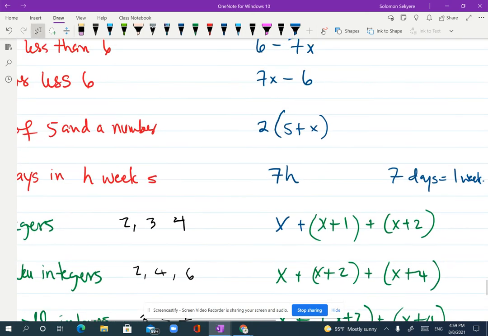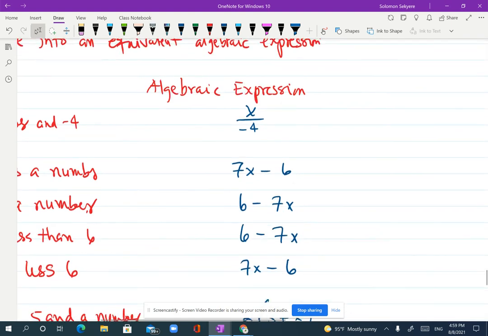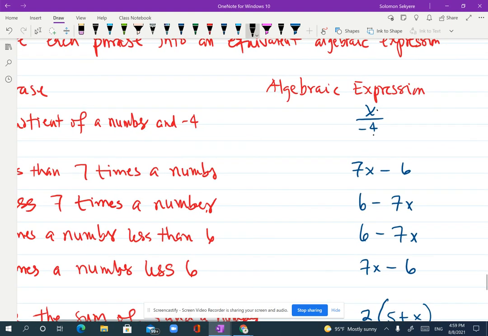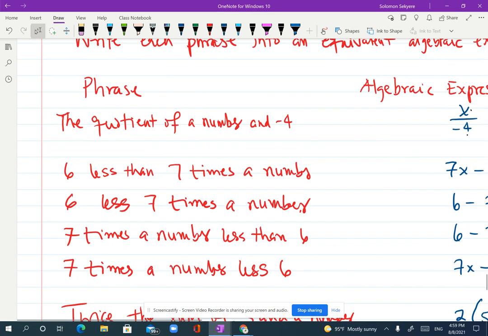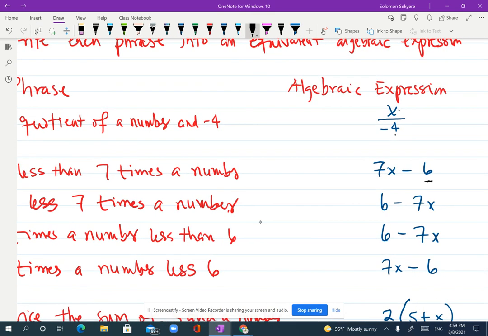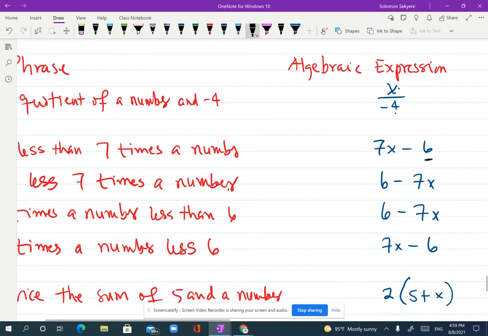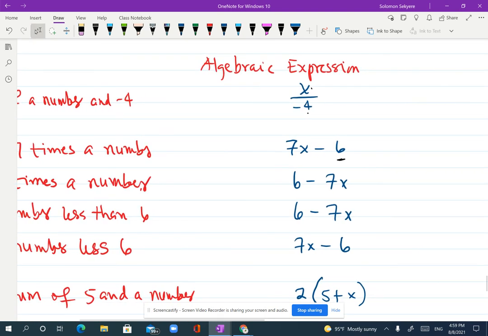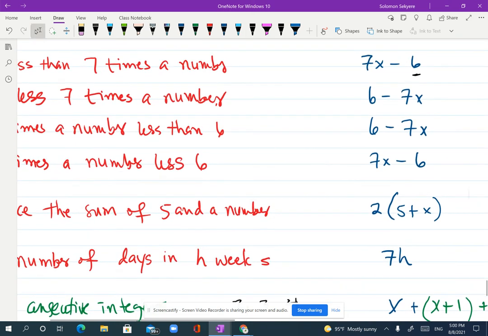Here we go. So the first one is the quotient of x and negative 4. X goes on the top. Okay, 7 times 6 less than. 6 comes second. So 7x minus 6. But 6 less 7 times the number is 6 minus 7x. So 6 less 2 means 6 minus 2. Cool. All right. So here are your answers.